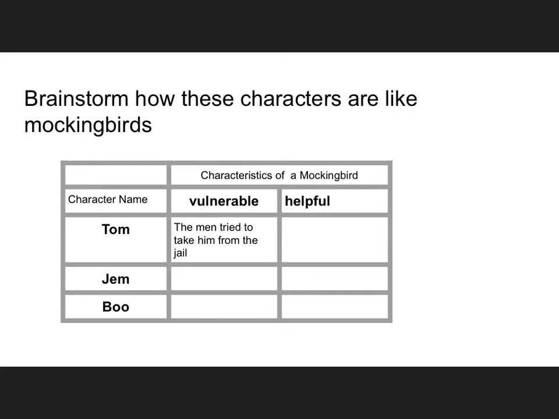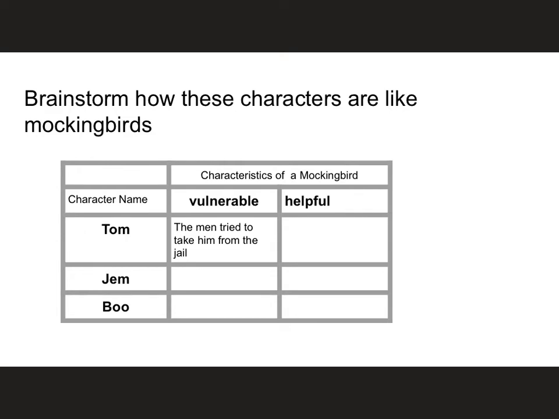Under characteristics of mockingbirds, I wrote vulnerable and helpful, because those are what we said mockingbirds are like. And then I picked three characters from the story: Tom, Jem, and Boo. And we're going to think about how Tom, Jem, and Boo are vulnerable in the story and are helpful in the story. And we're going to come up with examples. This is where you need to really think about the story and come up with your own ideas.